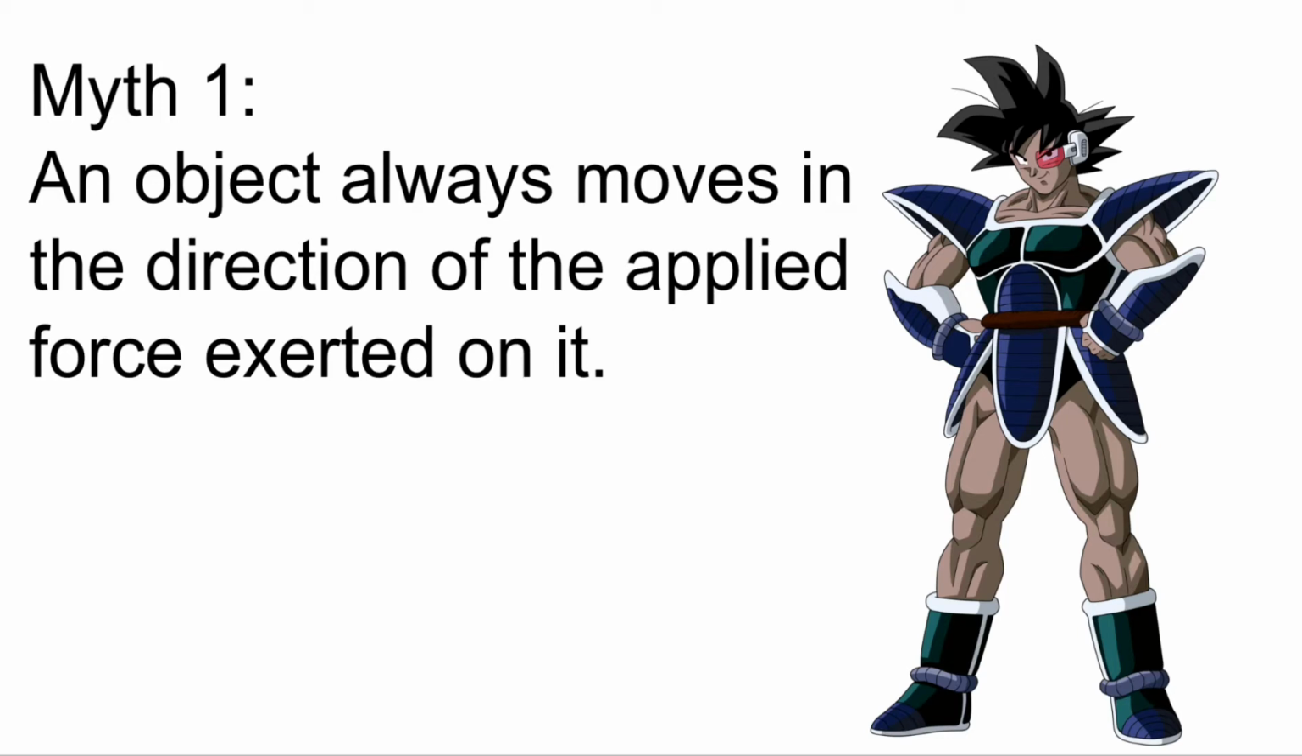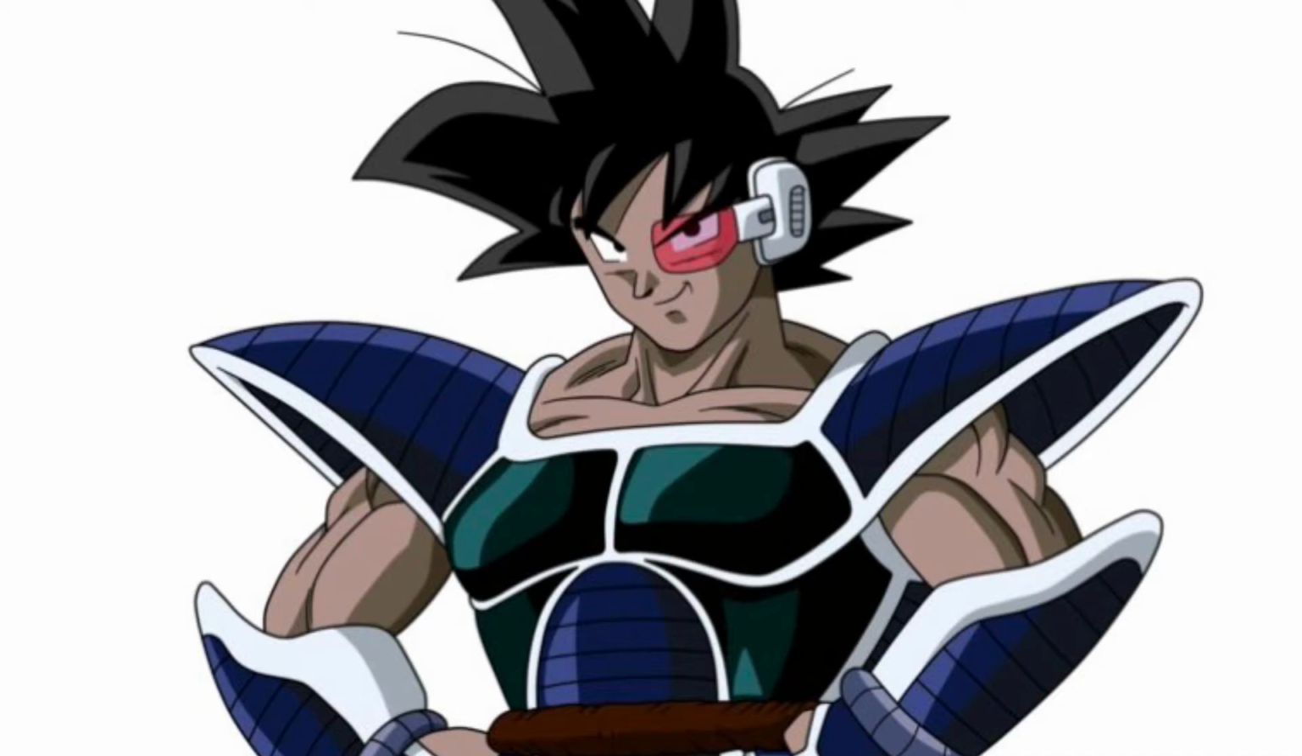The first myth states that an object always moves in the direction of the force exerted on it. Let's test it out. If I exert an applied force on the wall, we can clearly see that the wall is not moving in the direction of the force I exerted upon it. We can use principles of physics to understand why this occurs and how this myth is false.